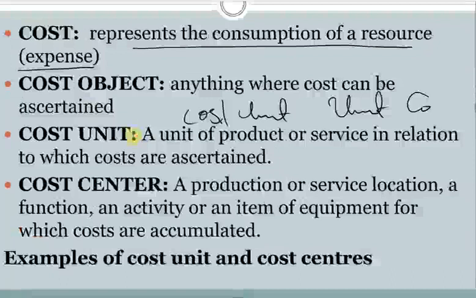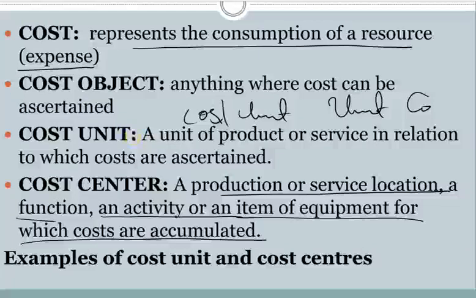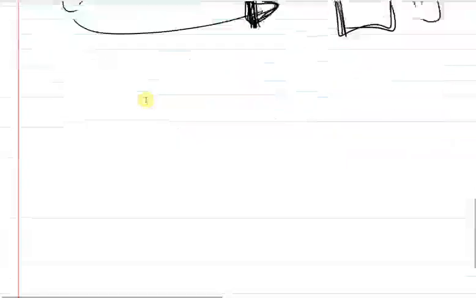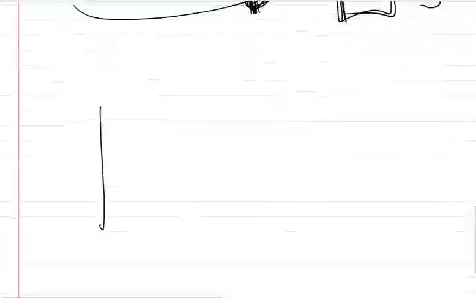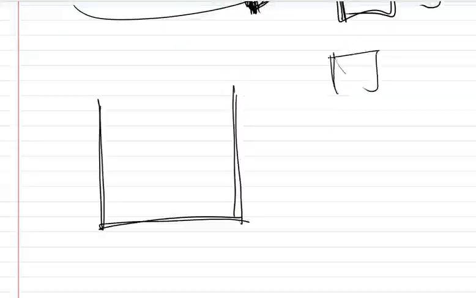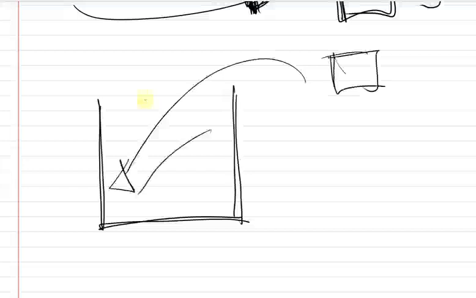Cost center, a product or service location, a function, an activity or an item of equipment for which cost can be ascertained. So we're saying that this is a department or a location where you are now accumulating all other costs. If you are failing to actually attribute a cost to a particular cost unit, right, or particular cost object, you just accumulate it in one place, right? That's a cost center. It's a department.